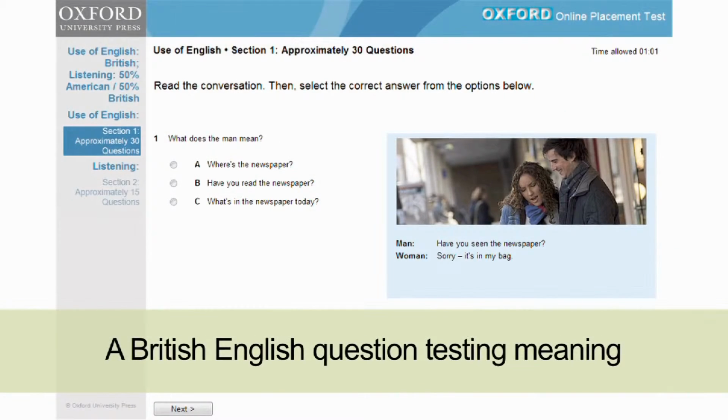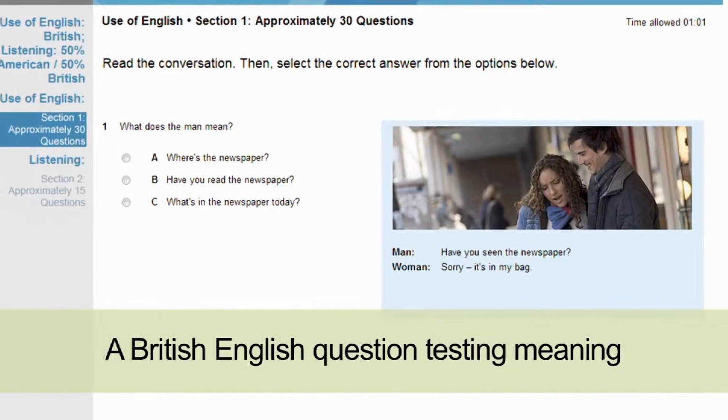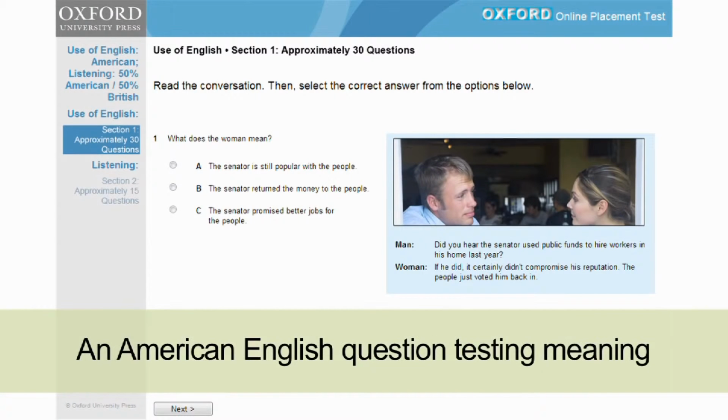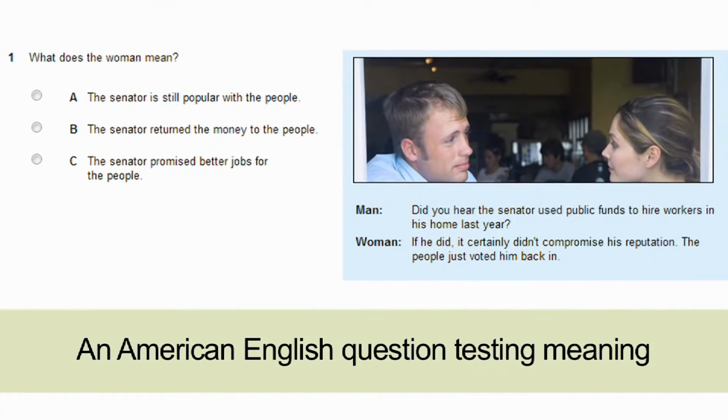The use of English section also assesses a student's understanding of the meaning in a conversation. This is an example of a low-level question with a dialogue in British English. And here's an example of a high-level question in American English.